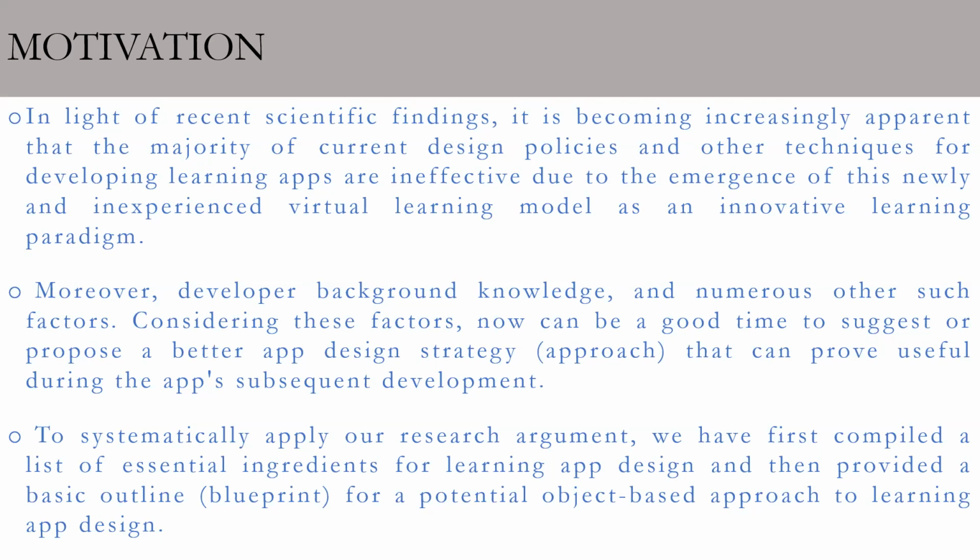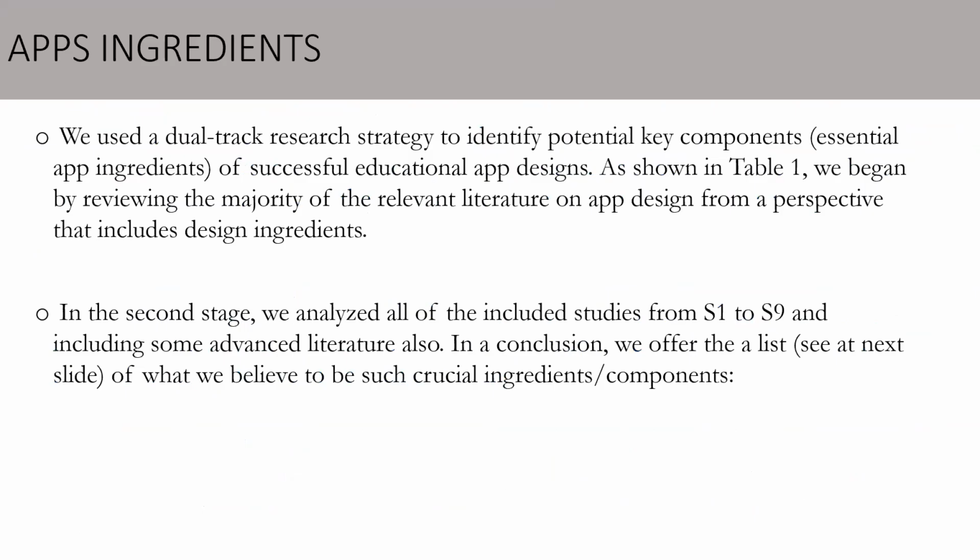To systematically apply our research argument, we have first compiled a list of essential ingredients for learning app design and then provided a basic outline for a potential object-based approach to learning app design. Apps ingredients: before designing our model, we listed the essential app ingredients. What should be the app elements, parameters, or ingredients?